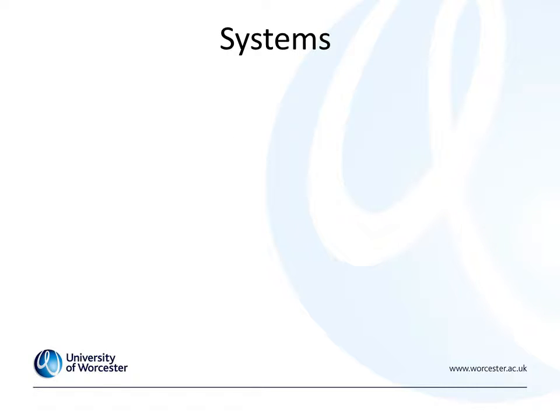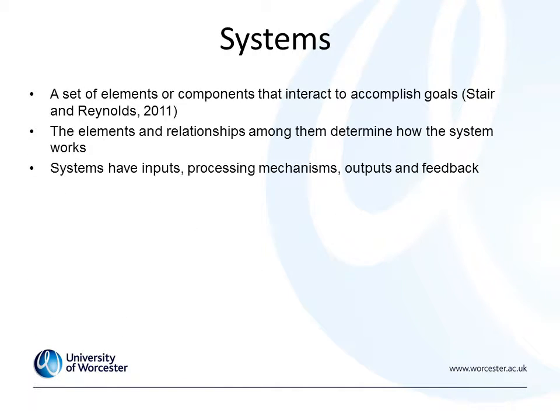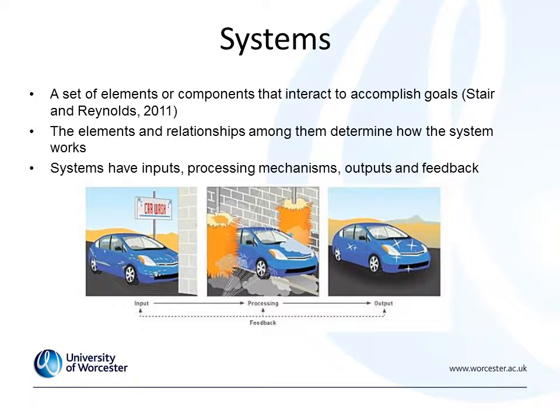A simpler definition of systems from the model that we looked at earlier, from Stair and Reynolds in 2011, is a set of elements or components that interact to accomplish goals. The elements and relationships among them determine how the system works. Systems have inputs, processing mechanisms, outputs and feedback. So here you've got an example of an automatic car wash. So the input is the car going in, it gets processed by being washed, and then its output beautifully shiny.